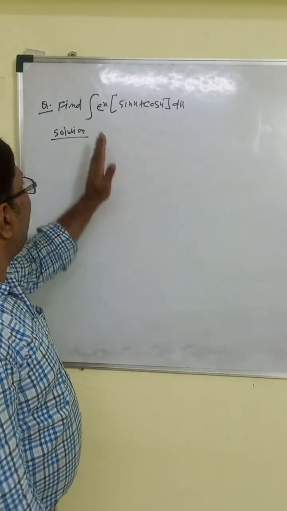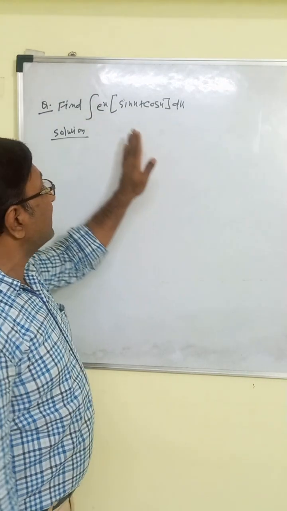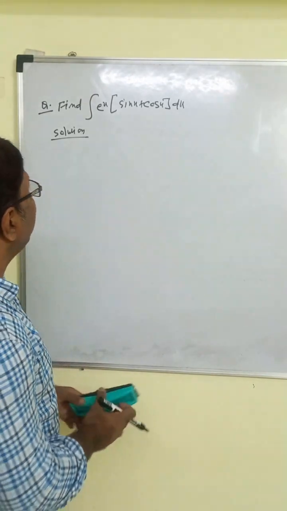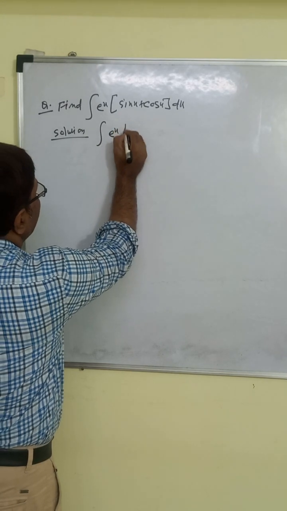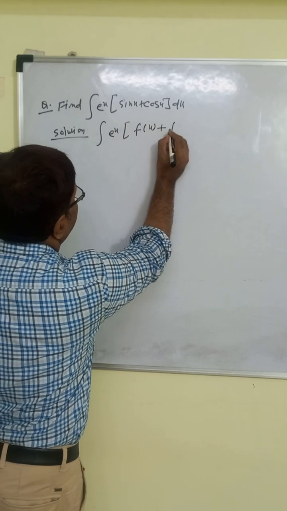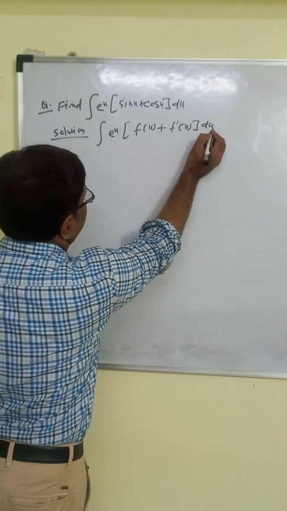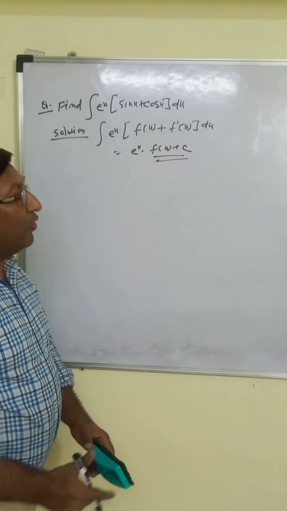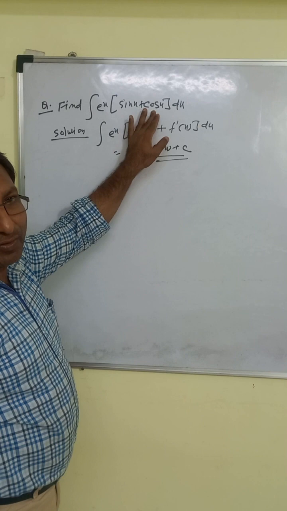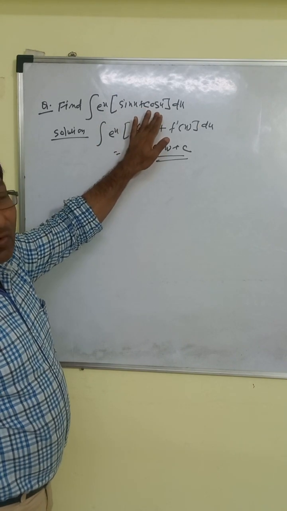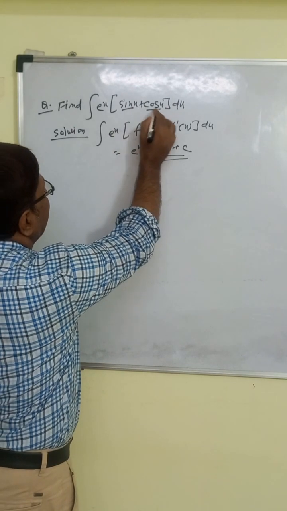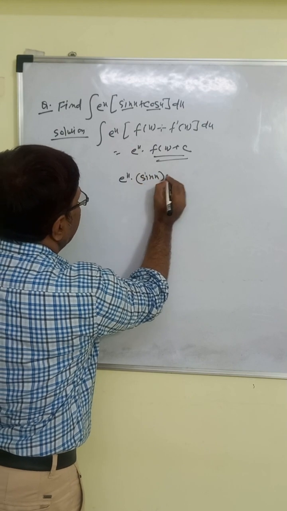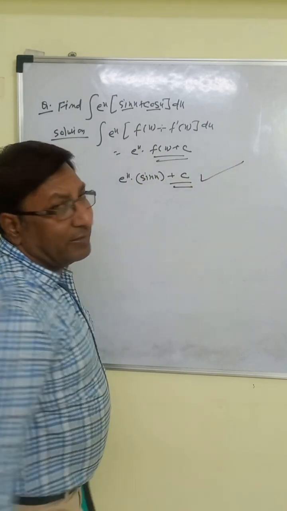Let us see the question. Find the integration of e^x into sin x plus cos x dx. For this type of question, we have a simple technique. What is the format? If a question gives the integration of e^x, a function, plus the derivative of that function, we can write directly e^x into the function of x plus c. Here also, e^x into sin x plus cos x. You know the derivative of sin x is cos x. So this is the function and its derivative is cos x, so we can write directly e^x into the function, that is sin x.